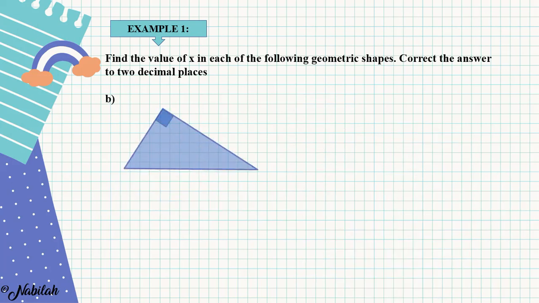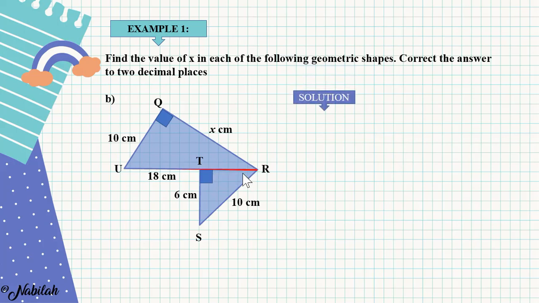Okay, B. So you have a diagram like this. We want to find the value of x. To find the value of x, you must know this length, which is already given, and you must know this length, which is not given. So we have to find TR first.